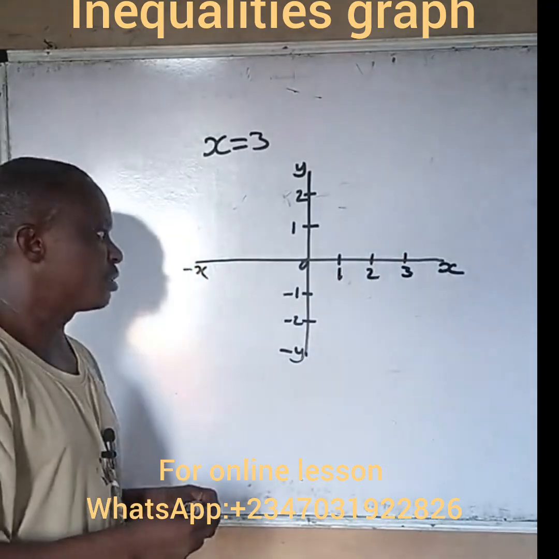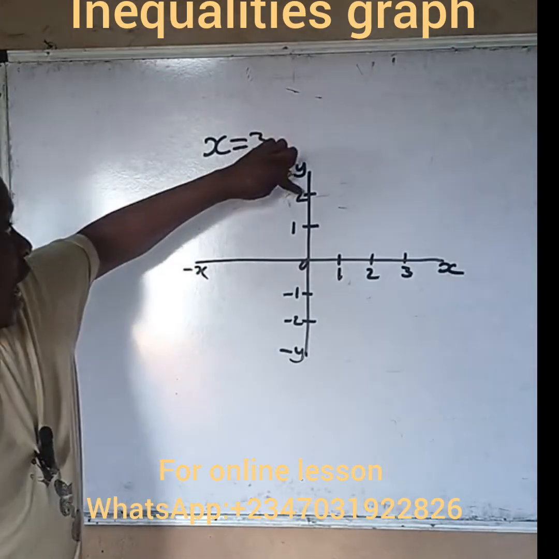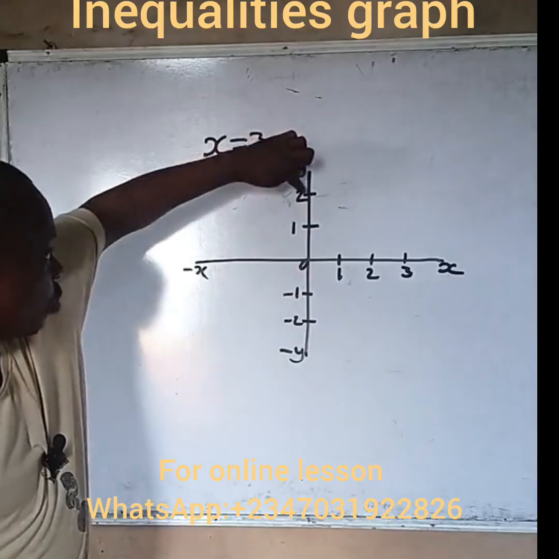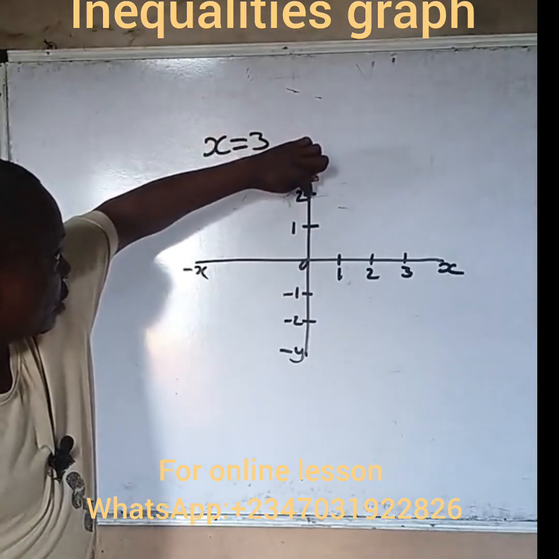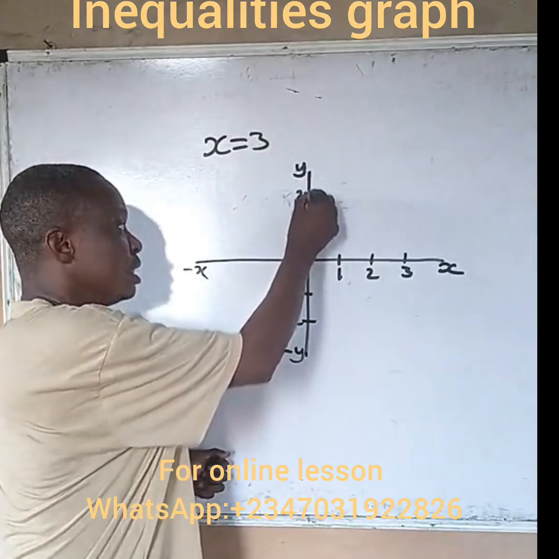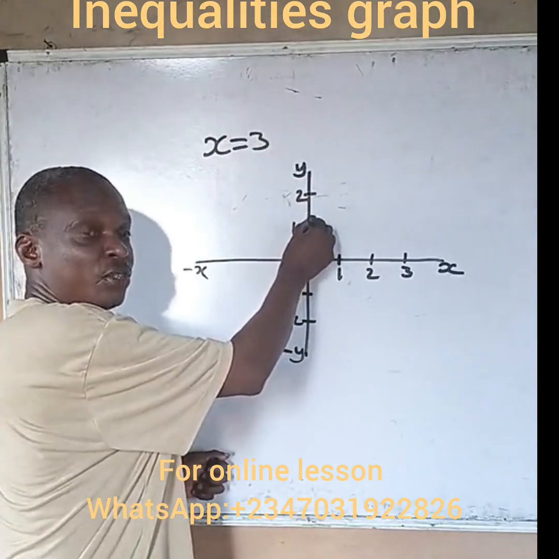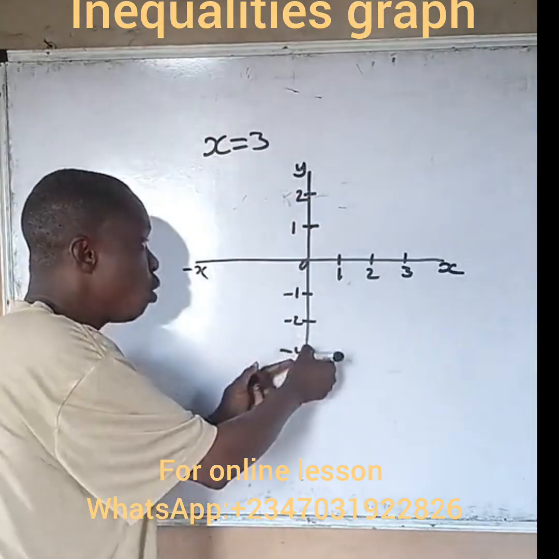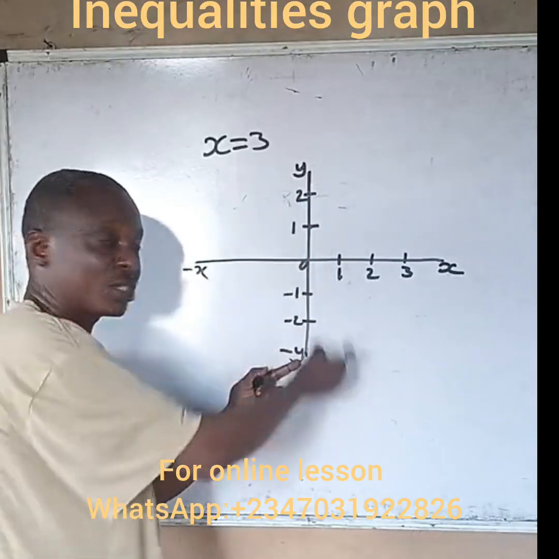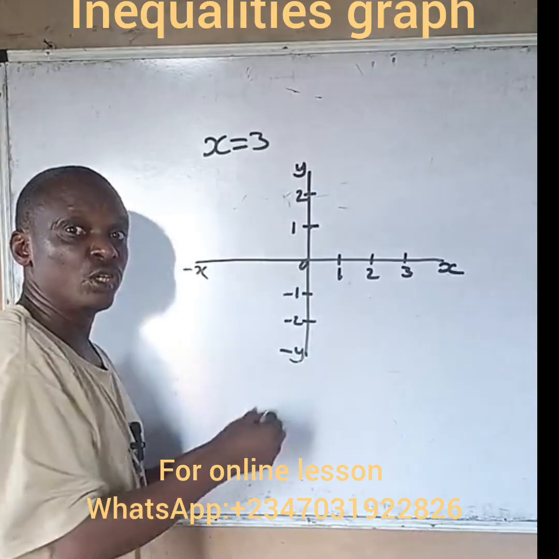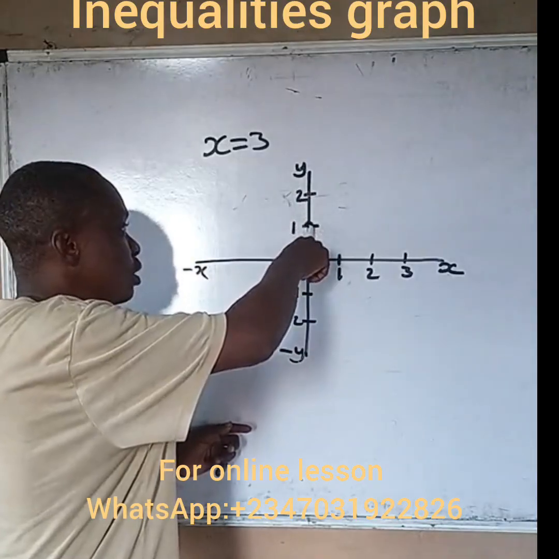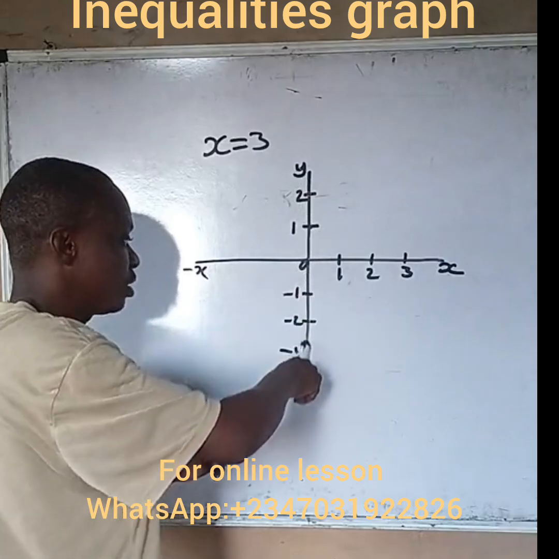Now, on this y-axis, where y is 2, here your x is 0. Here that y is 1, your x is 0. So on this y-axis, your x is always 0. Any point on this y-axis, your x is 0.